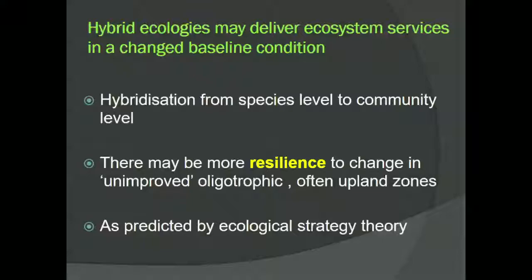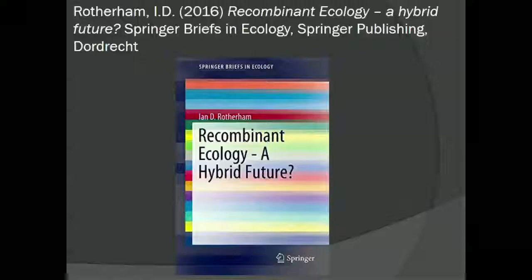And it goes right the way to community level and ecosystem level. So we're getting hybridization from species right the way up to the higher levels. There may be more resilience to change, and again, Philip Grime's work has predicted this, in the unimproved oligotrophic, often upland zones, where the systems are less productive and the changes are slower, but they are still changing. And as I say, we can look at these patterns as predicted by ecological strategy theory. So that's a very rapid run through, and I have to keep to time as I'm chairing. So thank you very much.